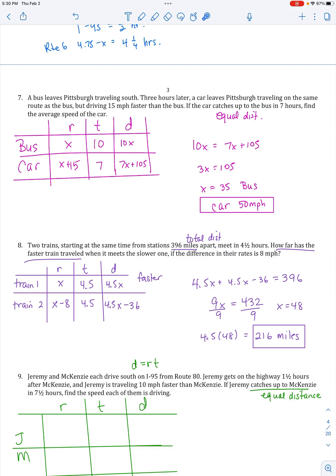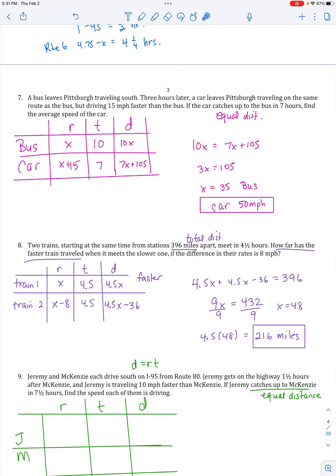This time they went the same distance because one caught up to the other, which means they traveled the same distance. So I set up the rate time distance chart again. The bus's rate is X, and the car's going faster, so it's X plus 15. You could have also done the car as X and the bus as X minus 15. It would come out the same.